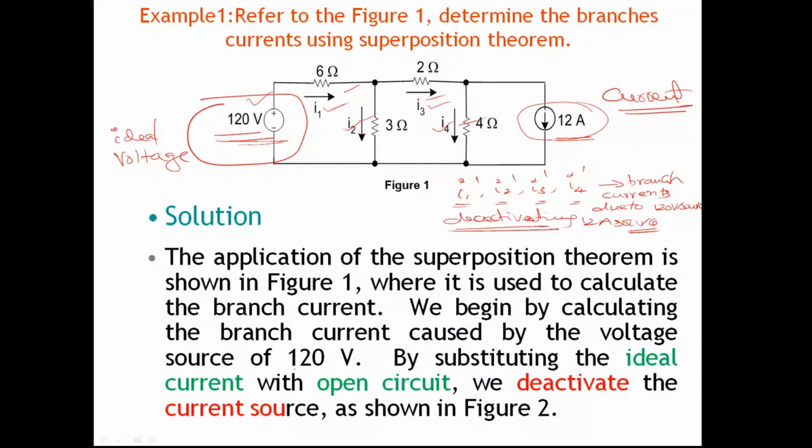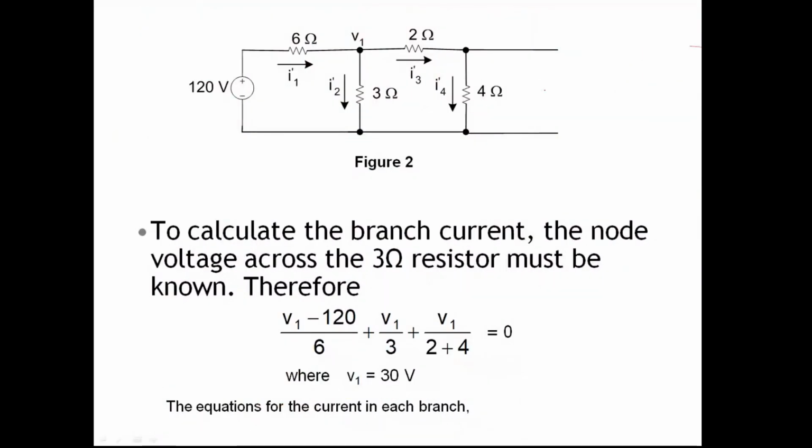by using the 120 volt source first. That is, we keep the 120 volt voltage source and deactivate the current source. By substituting the ideal current source with an open circuit, we deactivate the current source as shown in the figure. See here, the current source is an open circuit, and the voltage source stays as it is.